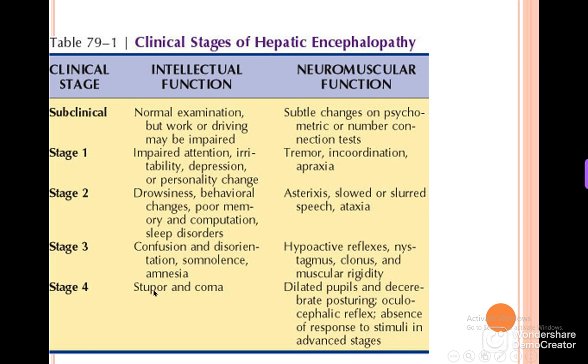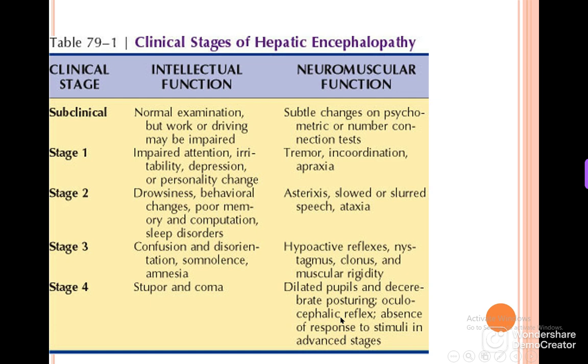Stage 4, now there will be stupor, semi-coma and coma. This is the final stage. Here you will find dilated pupils and decerebrate posturing. It is a cut off of the brain stem from the other part of the brain. It is called decerebrate rigidity or posturing. The oculocephalic reflex is definitely abnormal, it is not a normal reflex. You can elaborate on the oculocephalic reflex.